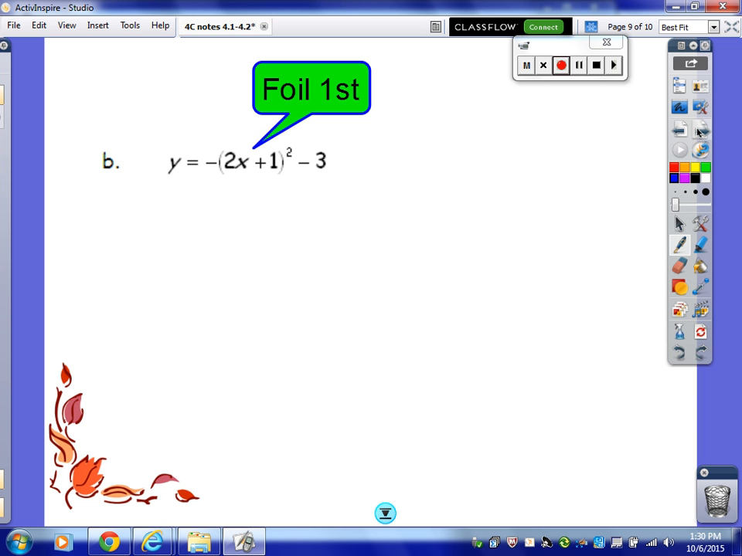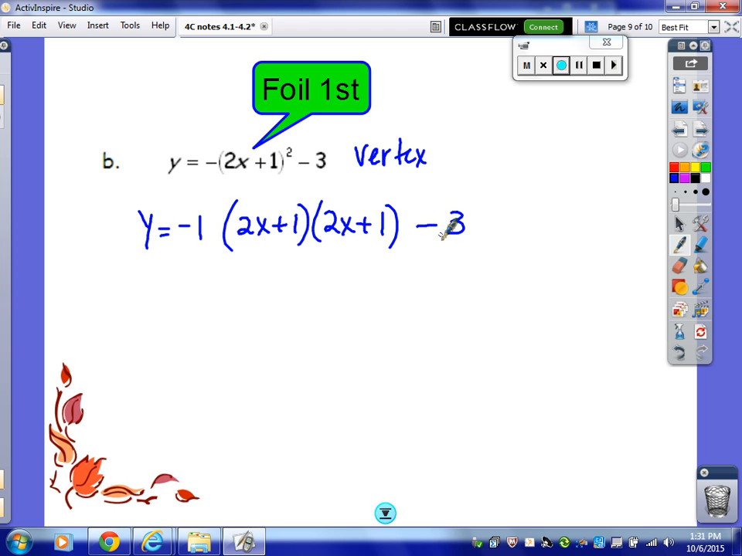All right, look at this one. This is in vertex form, and you want to change it to standard form. Notice my little note here. You're going to FOIL this first. So we're going to leave that -1 alone, and we're going to FOIL 2x plus 1 times 2x plus 1. Don't forget about that -3.